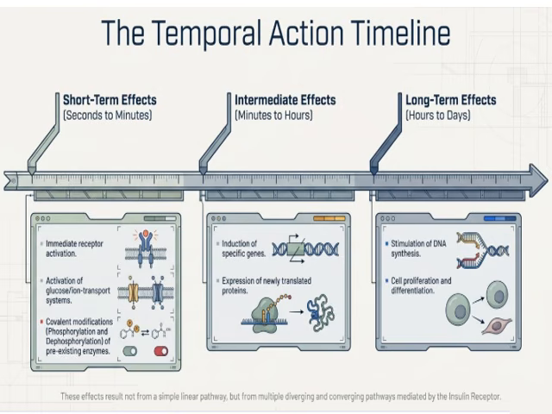And this is the intermediate effect, where induction of specific genes occurs and expression of newly translated protein takes place. And then the long-term effect, from hours to days, is stimulation of DNA synthesis, cell proliferation and differentiation. So these effects result not from a simple linear pathway, but from multiple diverging and converging pathways mediated by the insulin receptors.